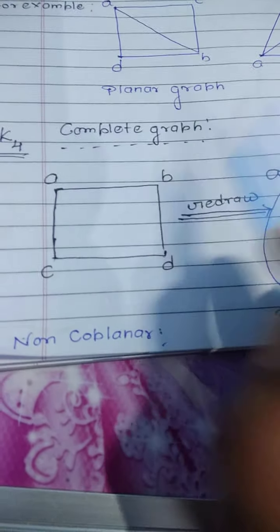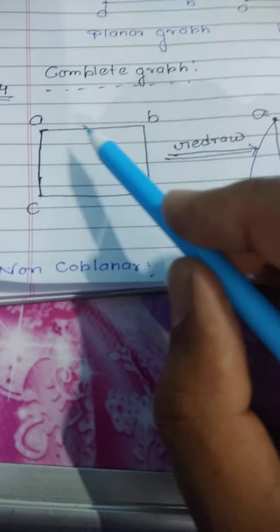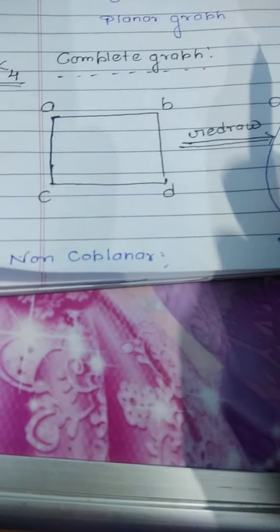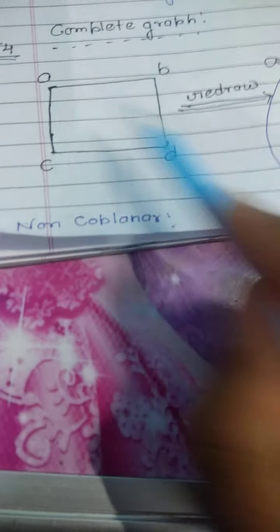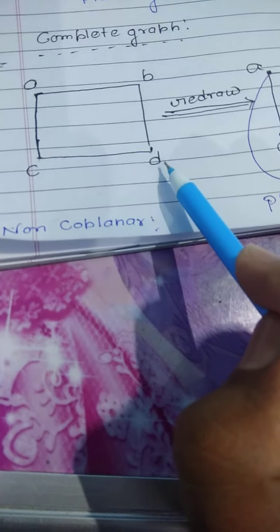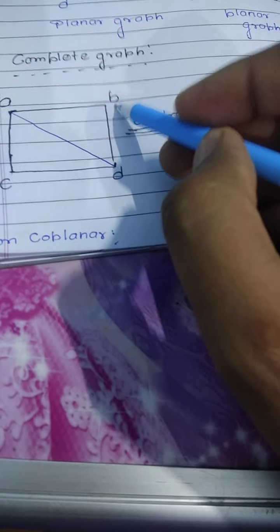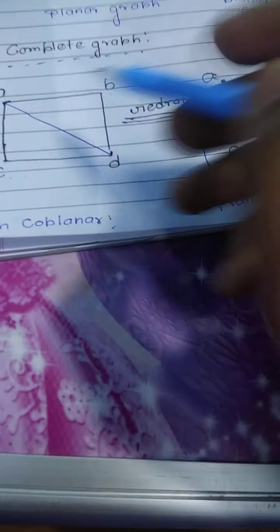Similarly, let us see K4, meaning the four vertices. Let us see the definition of the complete graph. Complete graph means all the vertices in the graph should be connected to the remaining vertices in the graph. We see that we have to go from A to D, but there is no edge between A and D. Let us draw the A to D edge. Similarly, we have to go from B to C. There is no edge between B and C. Let us draw the edge B to C. That means it is the complete graph.